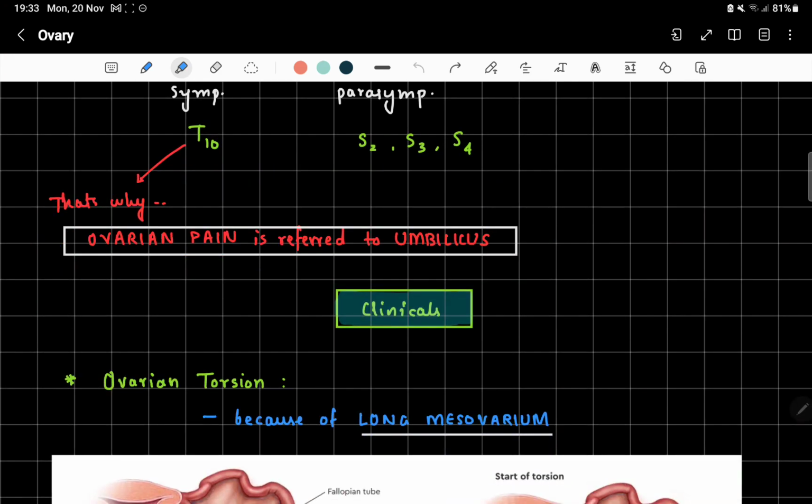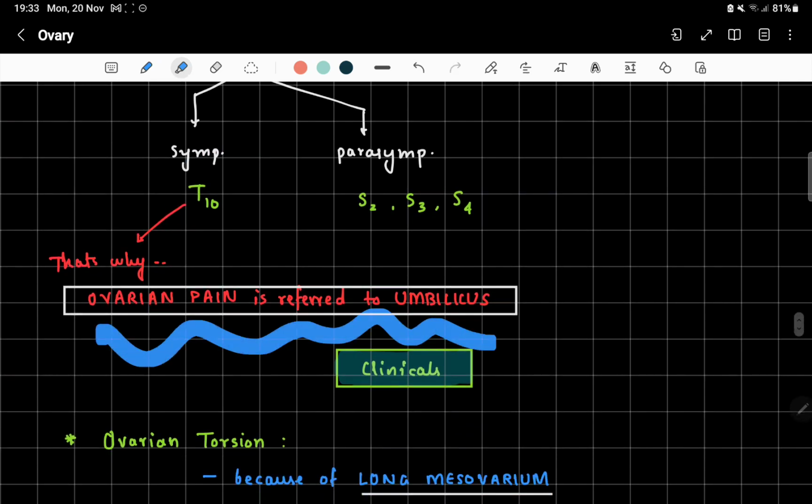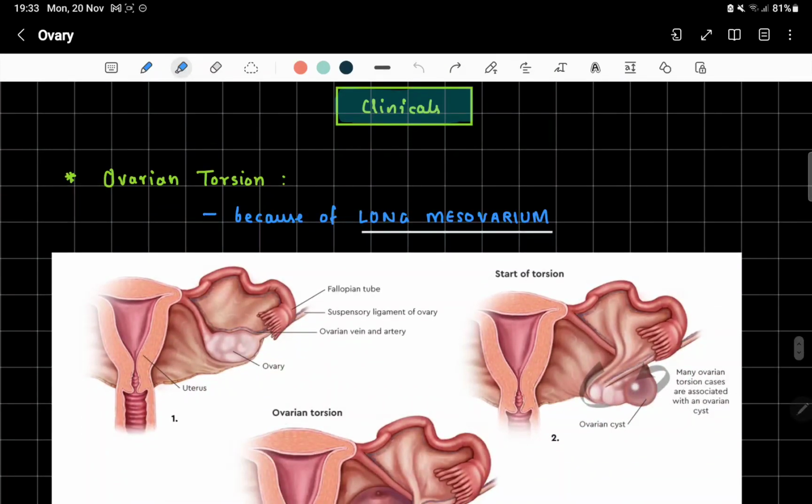Ovarian pain is referred to the umbilicus because the segment that is also supplying the umbilicus is also sympathetic, at the T10 level. So ovarian pain is often referred to your umbilicus. Clinicals, we have the ovarian torsion.